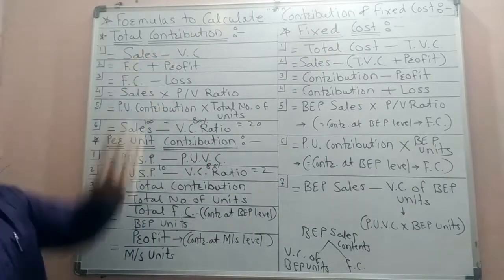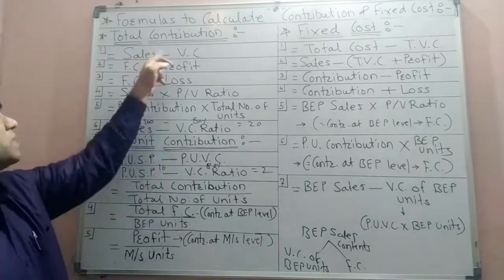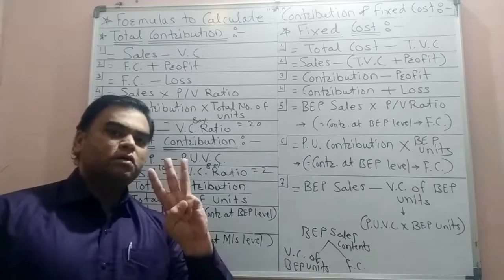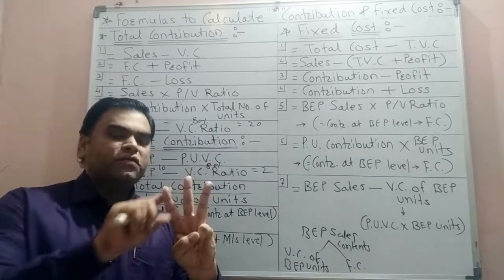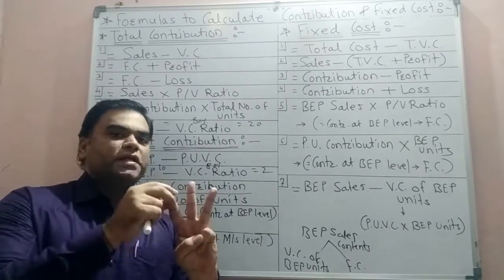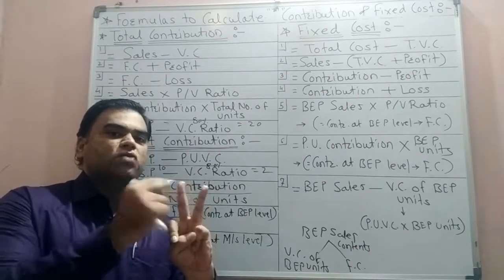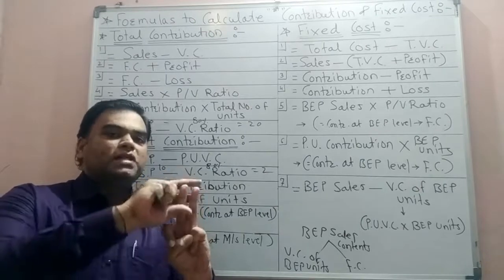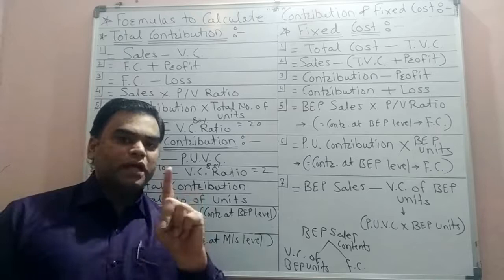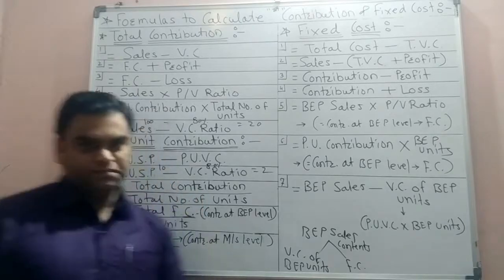The first formula to calculate total contribution is equal to sales less variable cost. As we know, sales includes 3 contents: variable cost, fixed cost and profit. So when we deduct variable cost, then fixed cost and profit will remain, and these two collectively are known as contribution. In that way we get the amount of contribution.